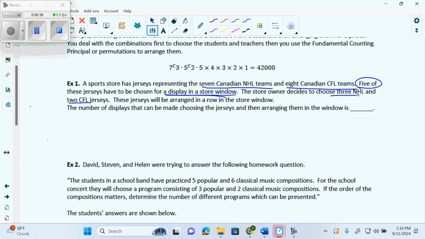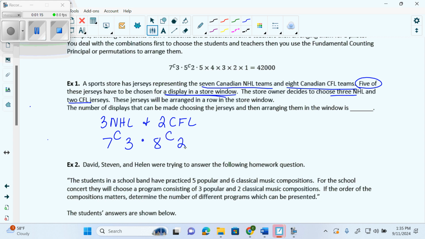So I need 3 NHL and 2 CFL. Now I'm choosing NHL from NHL, CFLs from CFL, so it's C's. I know that immediately because that's what it always is, right? When I choose drivers from drivers, irons from irons, defense from defense, forwards from forwards, girls, girls, boys, boys, principals, principals, students, students. If I'm choosing from that specific different thing, I'm going to have a C every time. So I know to get the 3 NHL, I have to choose from the 7. So I get 7C3. And then I get the 2 CFL from the 8.